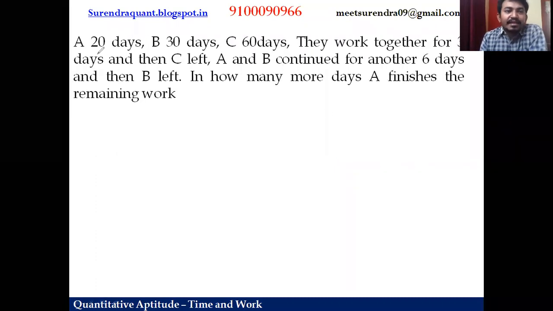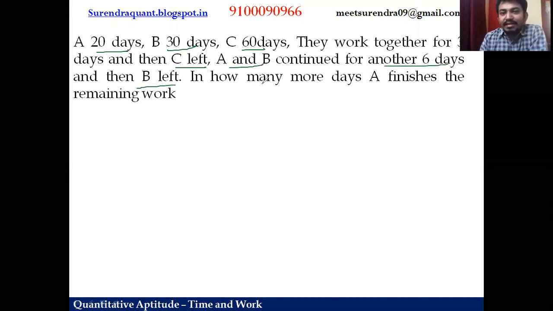Now, A in 20 days, B in 30 days, C in 60 days. They worked together for 3 days and then C left the job. A and B continued for another 6 days and then B also left. In how many more days does A finish the remaining work?